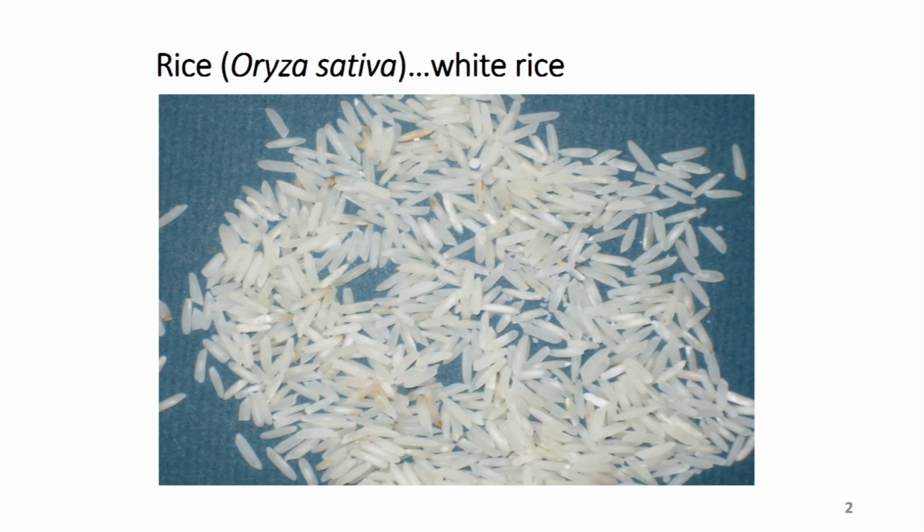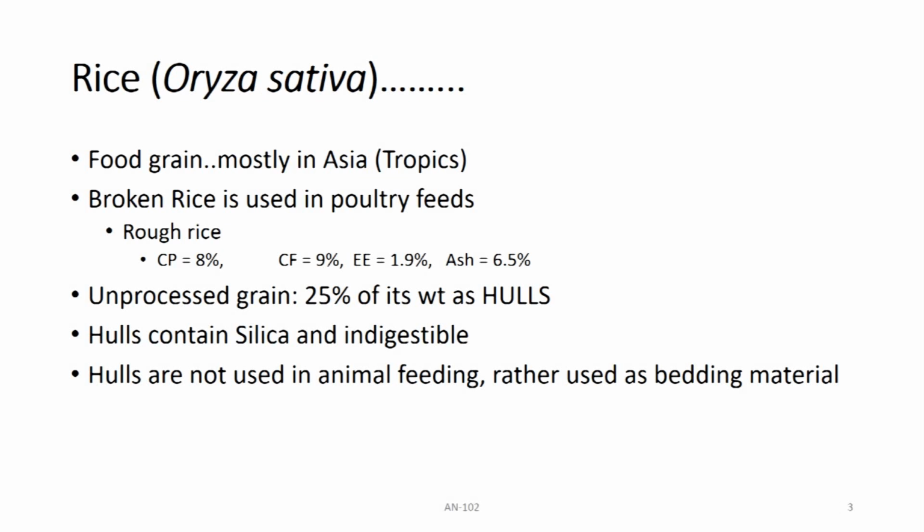White rice is commonly used for human consumption, but the rice that has been broken during the processing is known as nakku or broken rice. That rice can be used as a food item for human consumption, but at the same time, such poor quality broken rice is used in poultry diets. So it's a food grain mostly in Asia and the tropical countries.